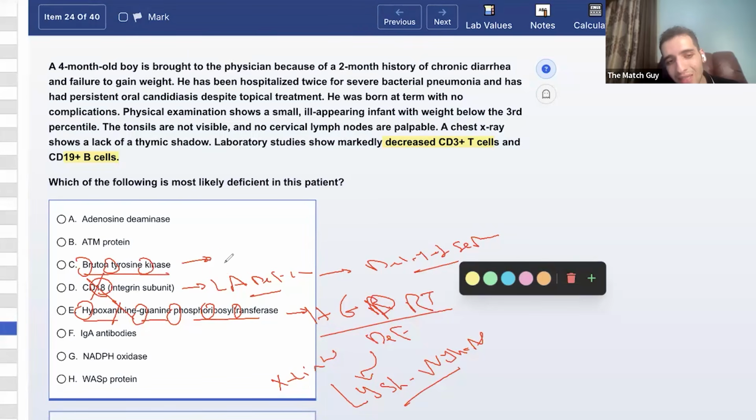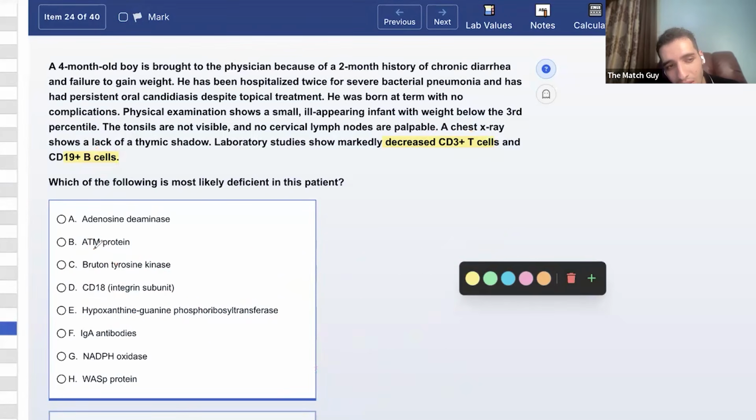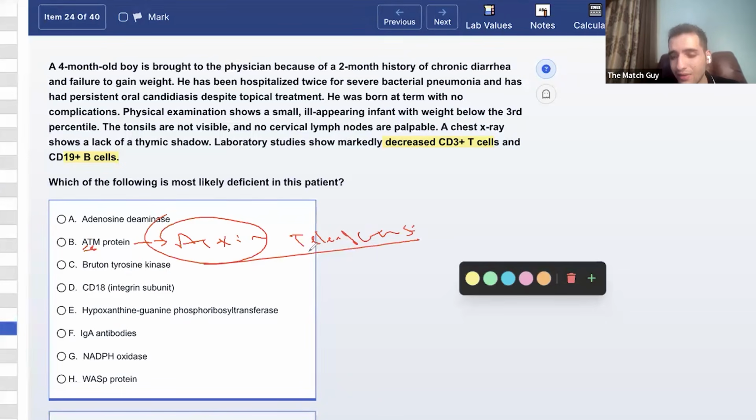No. This one will cause decrease in B cells. It's called agammaglobulinemia. Okay, agammaglobulinemia. And this one decreases B cells only. It doesn't decrease anything else. Okay, so this person has decreased B cell but also T cell. So it would be wrong. Is it ATM? ATM means ataxia telangiectasia. Can this one cause immune deficiency? Yes. But it will also cause ataxia and telangiectasia that's similar to basal cell carcinoma that we have seen. So wrong. So what's left with us?